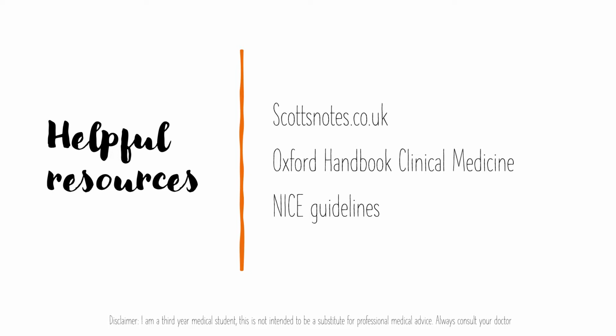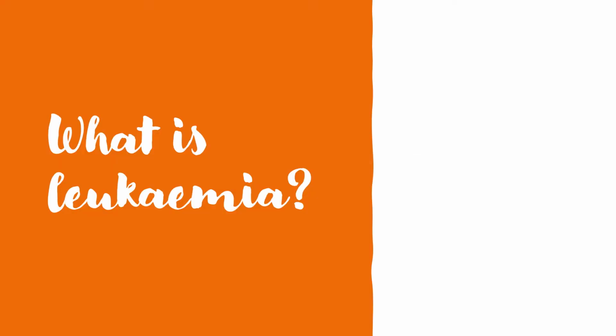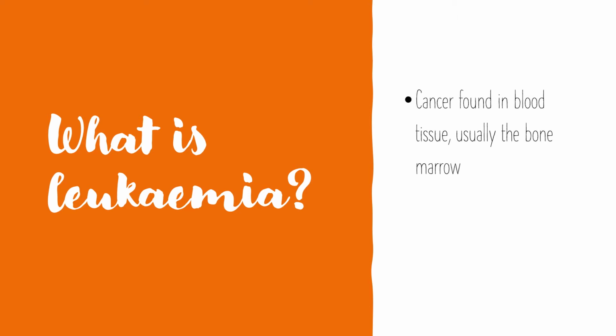So before we delve deep into the different types, let's simply start with, what is leukemia? Well, leukemia is a blood cancer. It's usually found in the bone marrow and causes abnormal white blood cells.